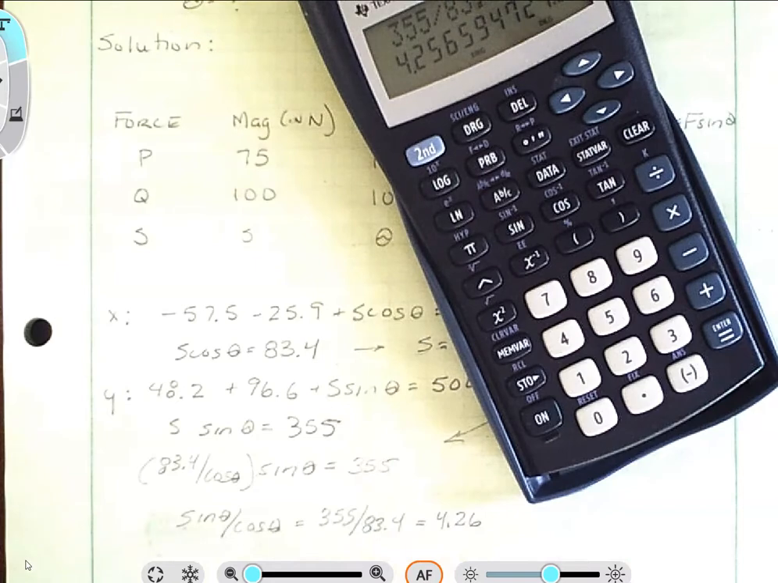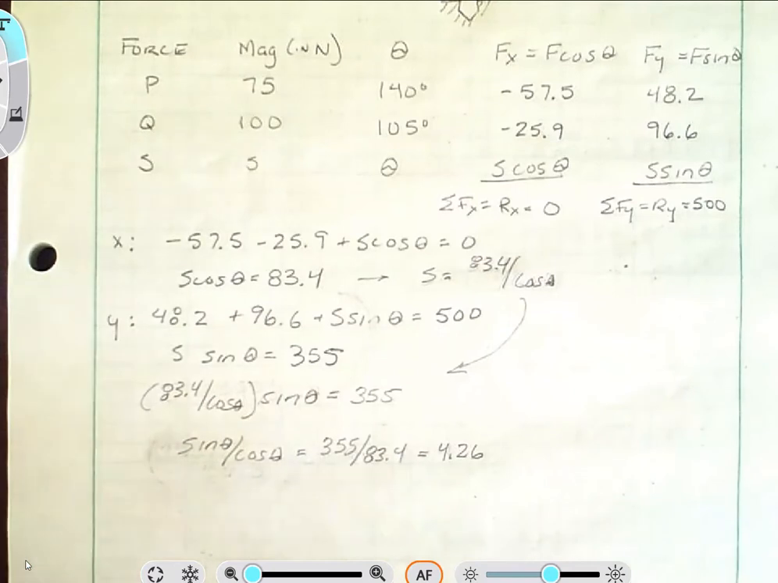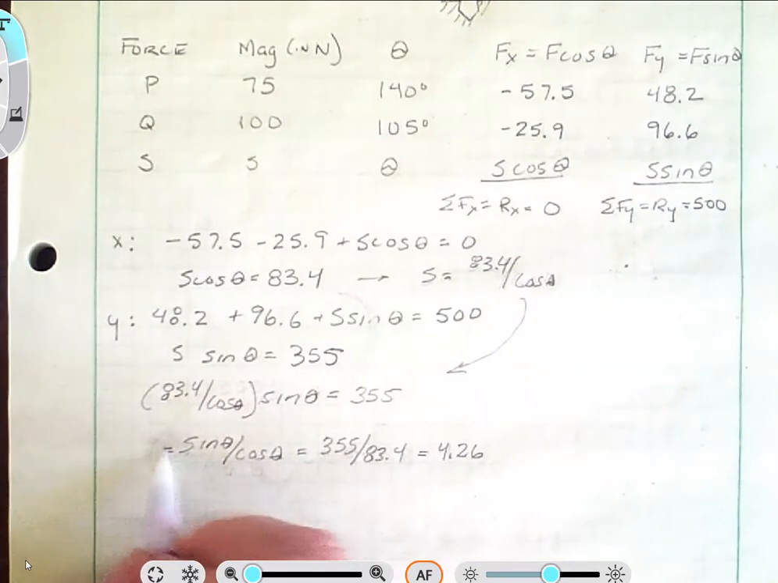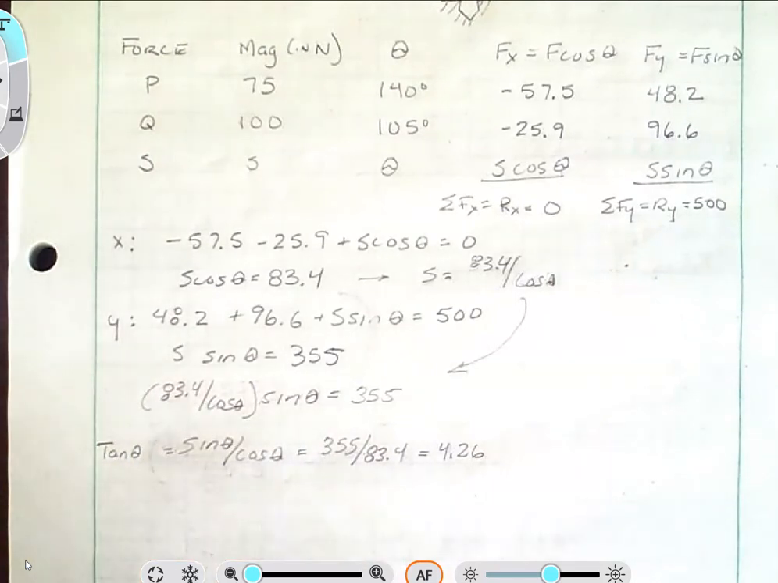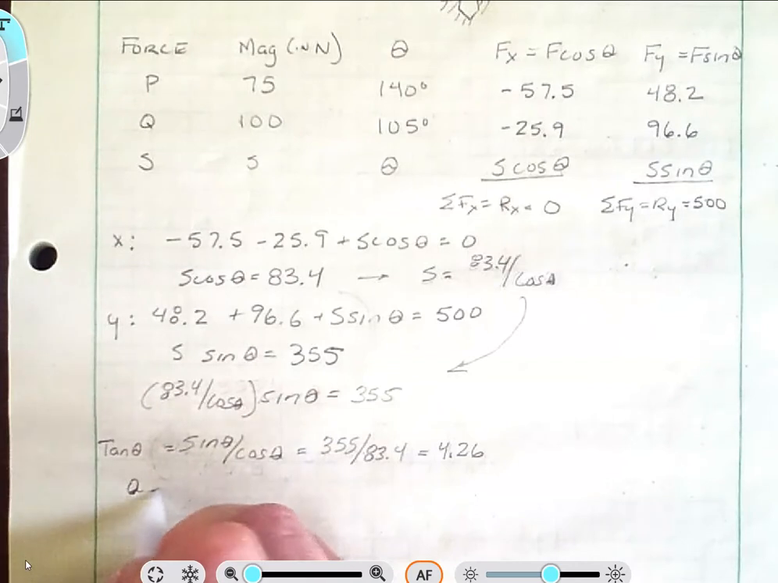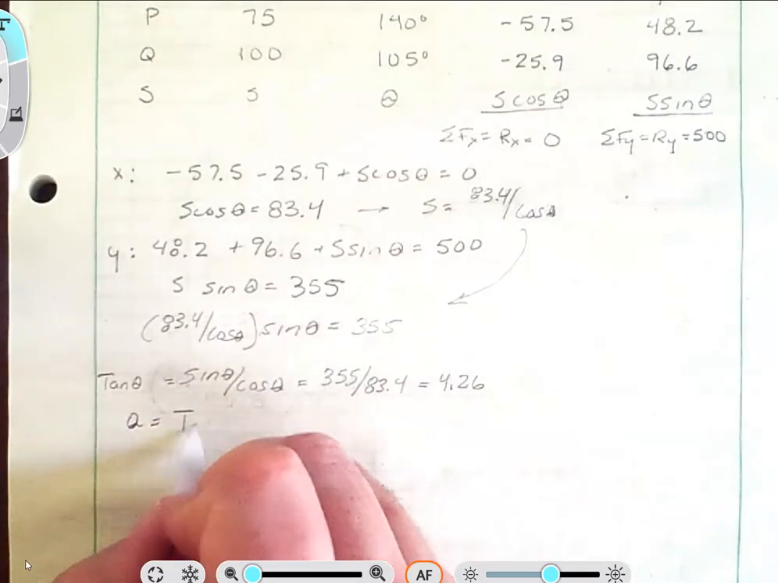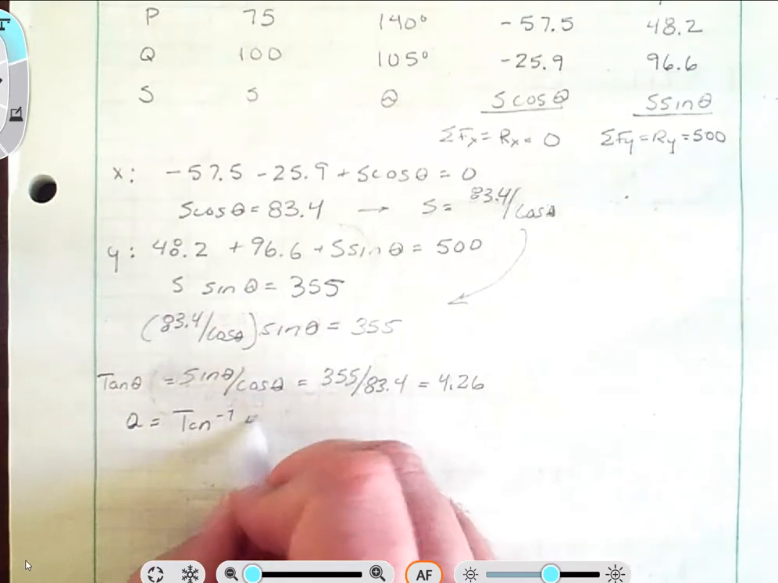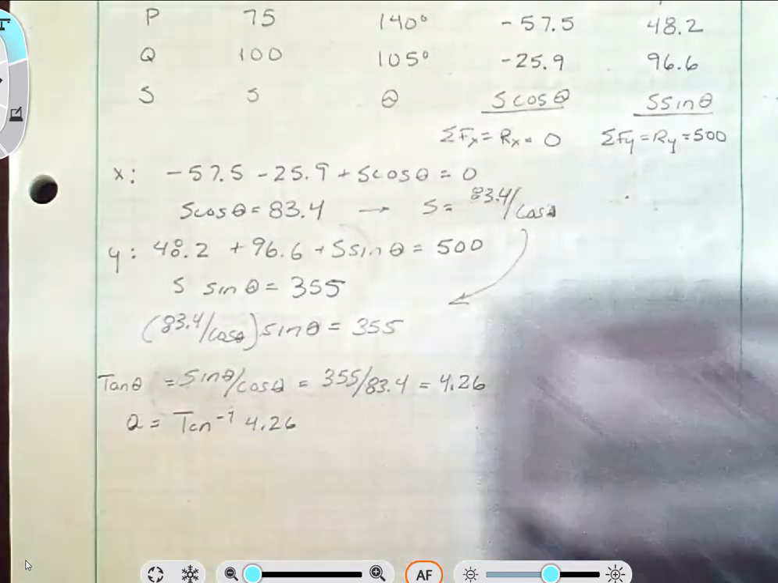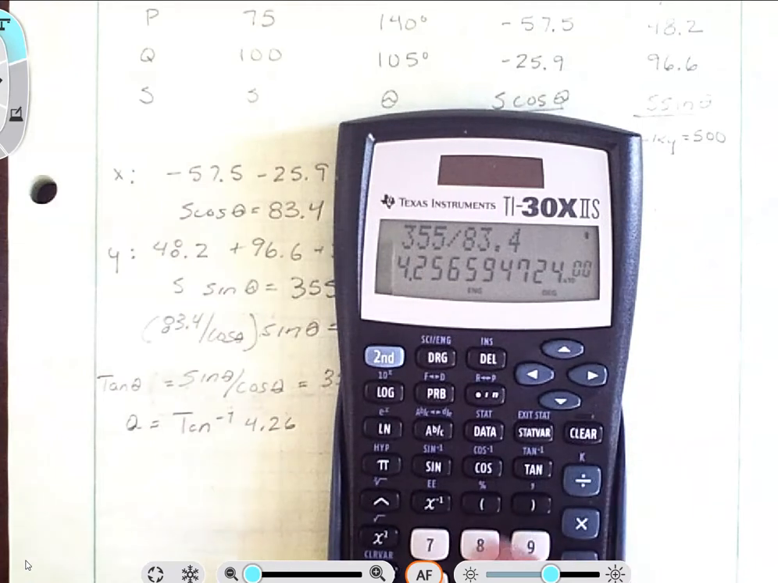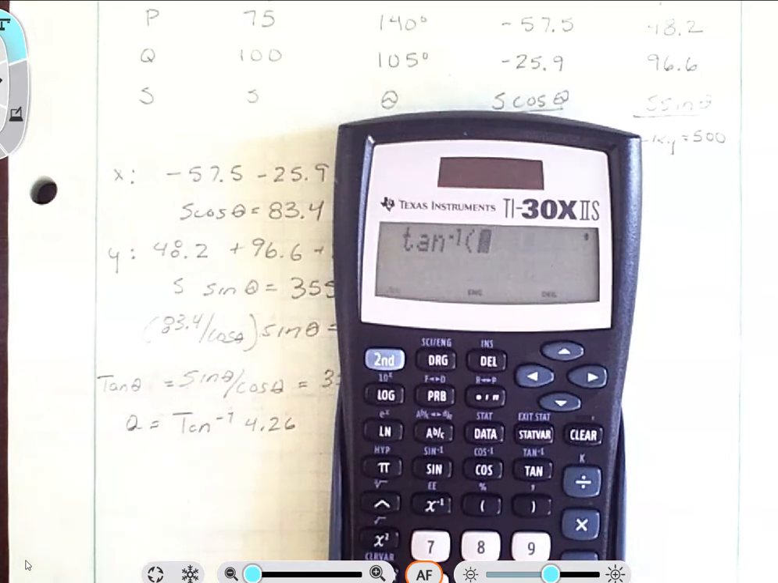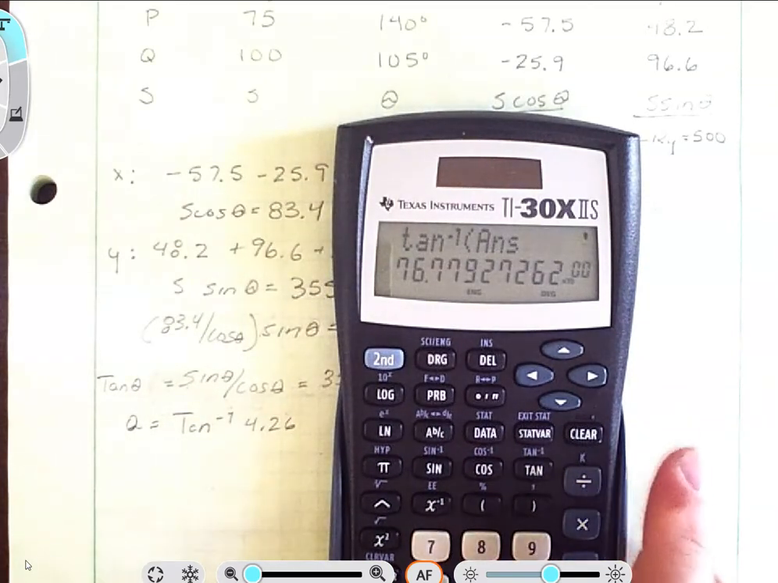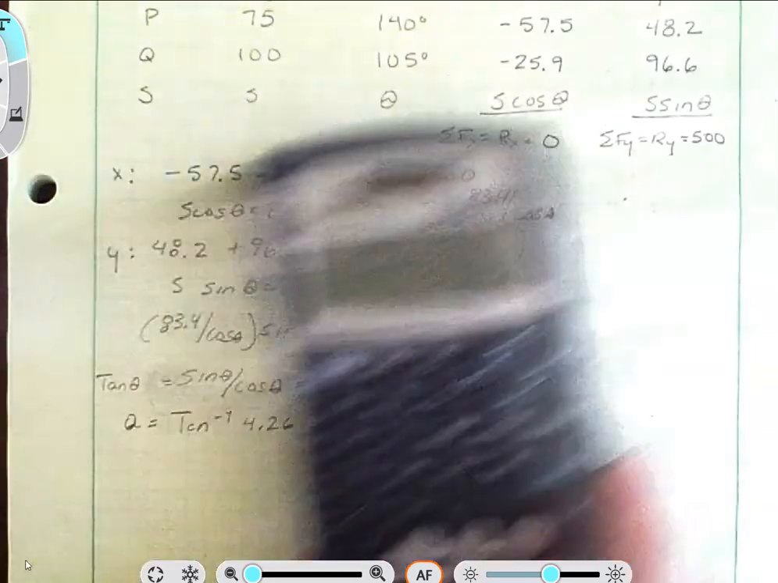And you may be saying to yourself, well, how's that going to work? The fact is I still have sine theta and cosine theta over here. But keep in mind, sine theta divided by cosine theta is equal to tangent theta. So what we can say is theta is equal to tangent inverse of 4.26. When I plug that in, we get 76.8 degrees.